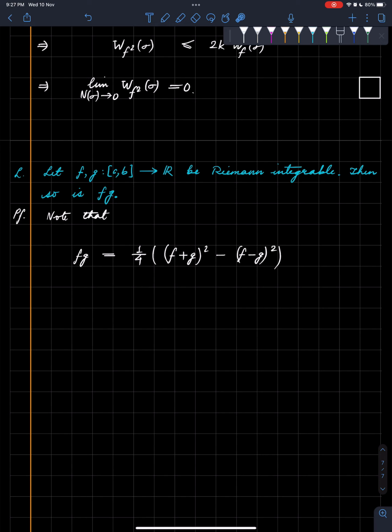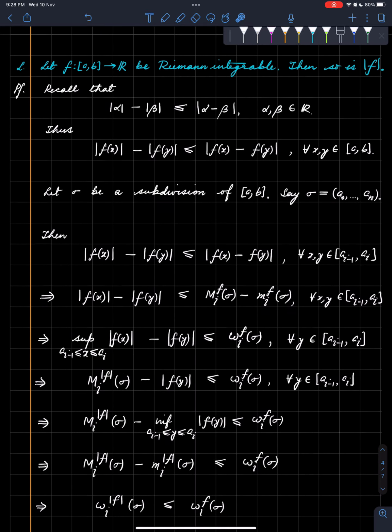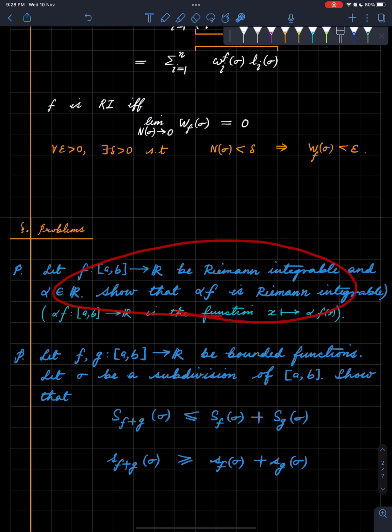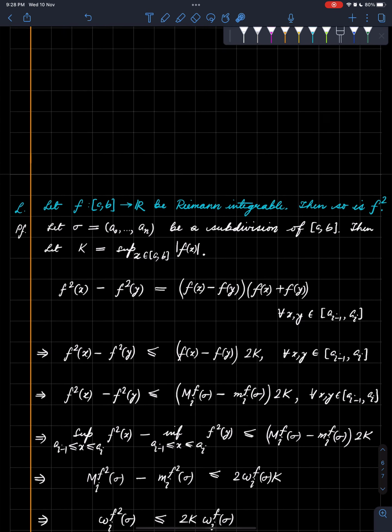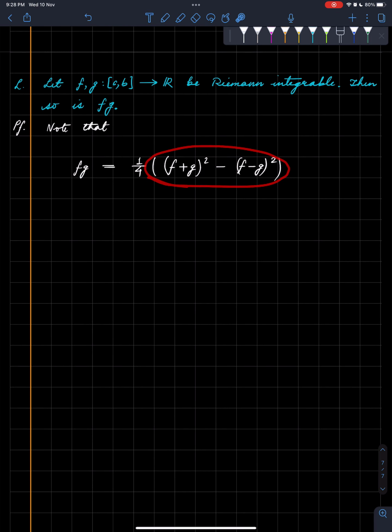Similarly, since f and g are Riemann integrable, their difference is also Riemann integrable. We did not state it, but since g is Riemann integrable, its negative is also Riemann integrable. That's a simple thing. So therefore this difference is Riemann integrable, and hence this square is also Riemann integrable by the previous lemma. So this whole thing is Riemann integrable. But if you scale a Riemann integrable function by any real number, then again you get a Riemann integrable function. This is the first problem. So therefore fg is Riemann integrable, and we are done.